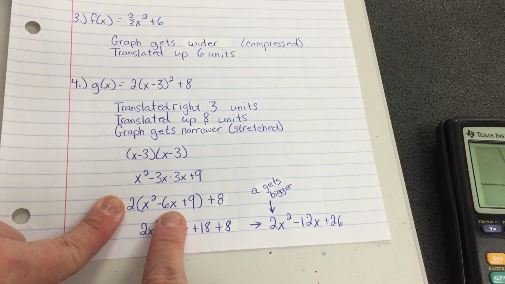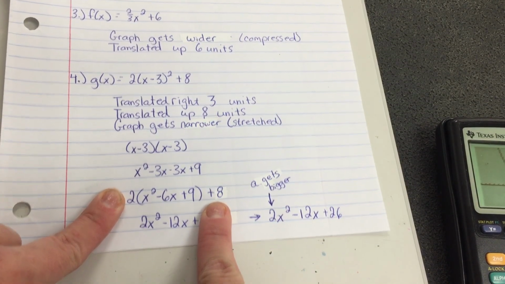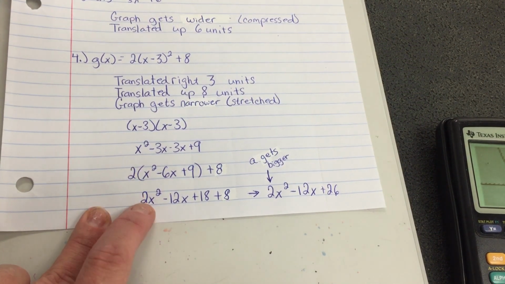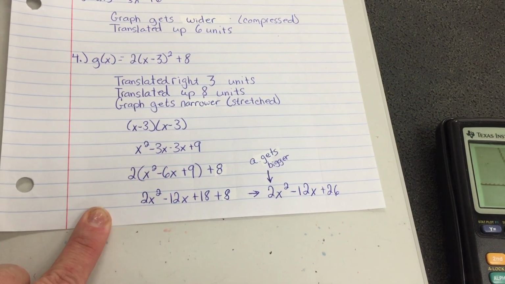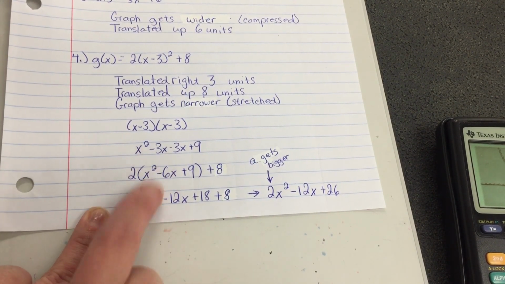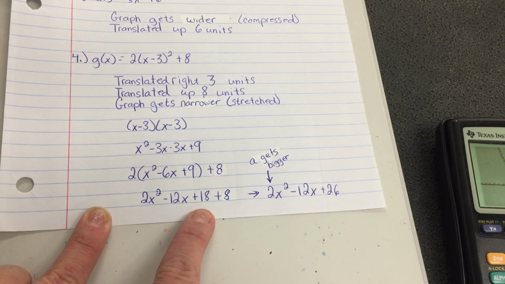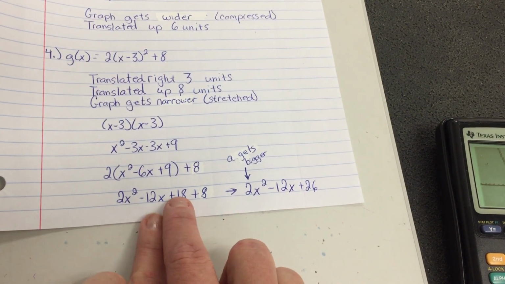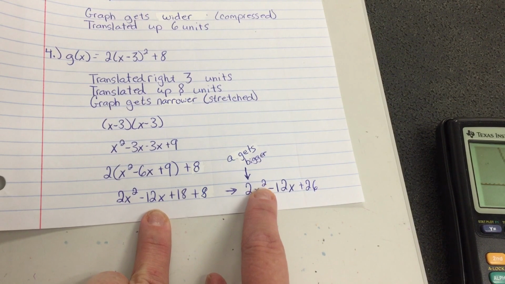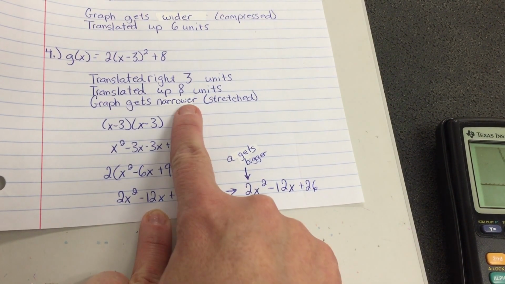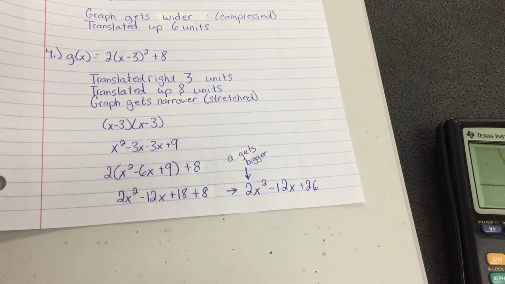So now I'm going to take that and I'm going to stick it into my formula where I put a 2 in front, and I'm going to add my 8 to the back. All right? So now I have 2 times x squared, and I'm distributing. So 2 times x squared gives me 2x squared. 2 times negative 6x gives me negative 12x. And 2 times 9 gives me 18. And I still have a plus 8. Then I have to combine like terms. So I have 2x squared minus 12x plus 26. And right here, the A gets bigger, which means it's narrow and it's stretched.